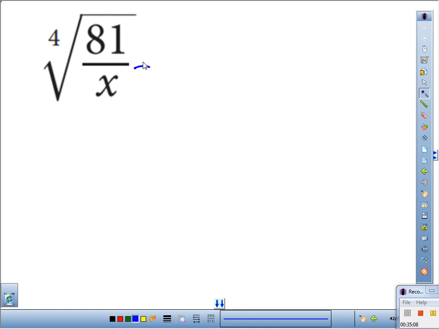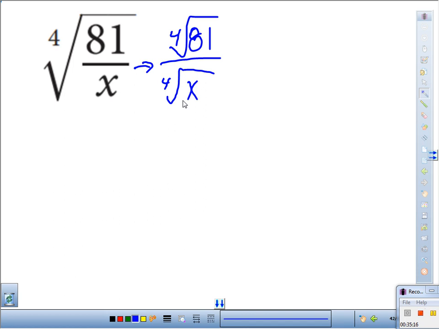Can we rewrite this? Yes. Fourth root of 81 over fourth root of x. Okay, so next. This one, do we need to do a factor tree, or can we think of a number times itself 4 times that gives me 81? 3, that is correct. 3 times 3 is 9. 3 times 3 is 9. 9 times 9, 81. There it is.